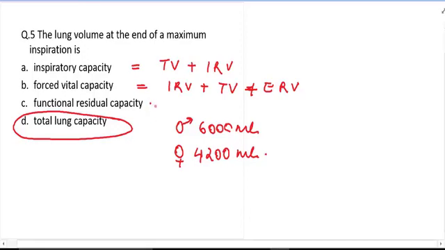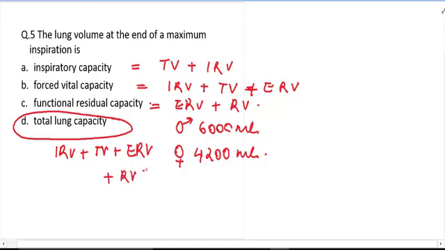Functional residual capacity is the volume of air present in the lungs at the end of a normal expiration. And functional residual capacity is ERV plus the residual volume. Total lung capacity is the IRV plus tidal volume plus ERV plus the residual volume. So it includes all the volumes.